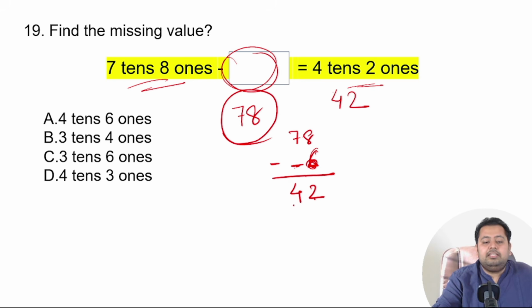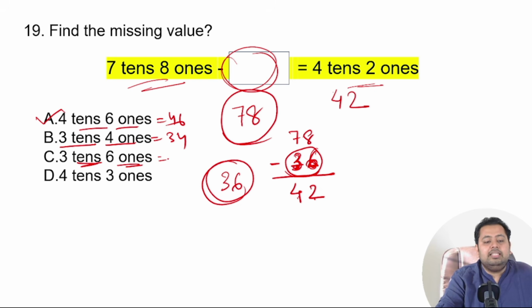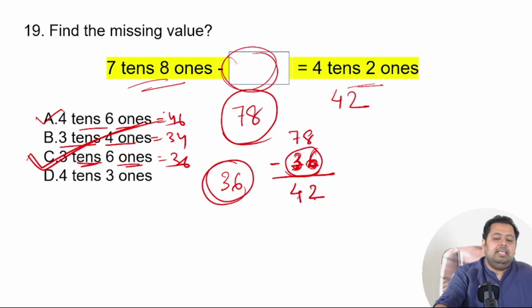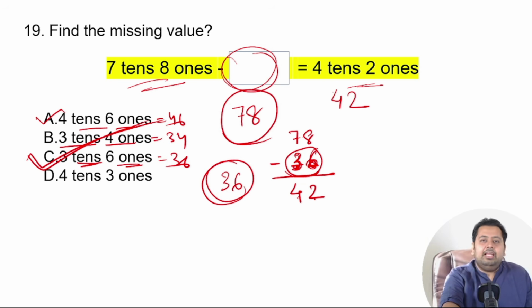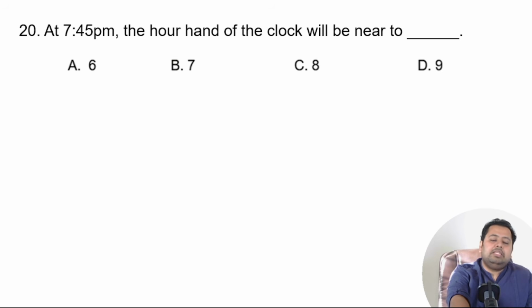7 minus dash gives you 4. 7 minus 3 gives you 4, right? So this number is nothing but 36. Now check the options. 4 tens and 6 ones is 46. 3 tens and 4 ones is 34. 3 tens and 6 ones is 36. So your correct answer is option C, right? I hope you would have got it correct. If you did, give yourself a star, and we move to the next question.